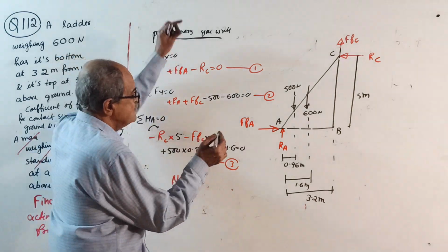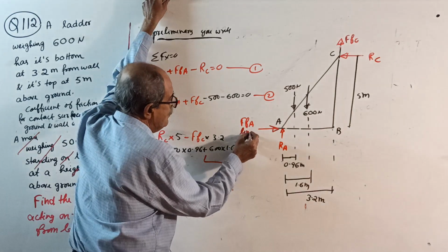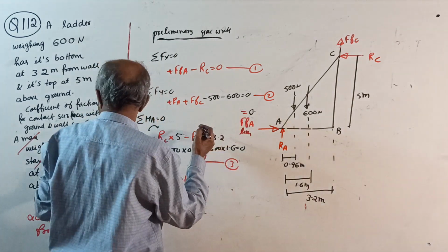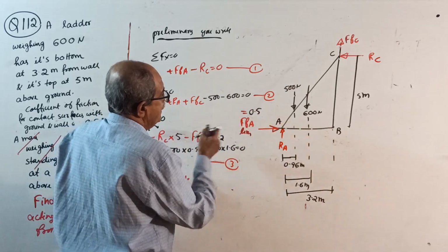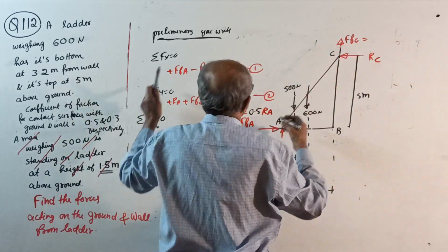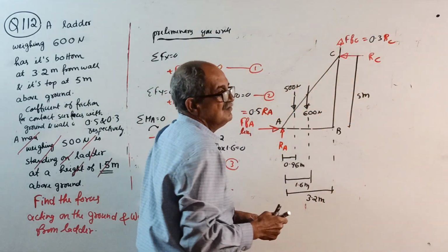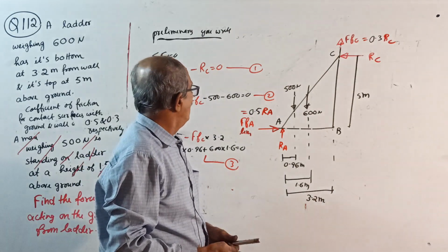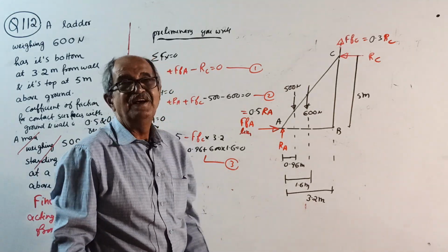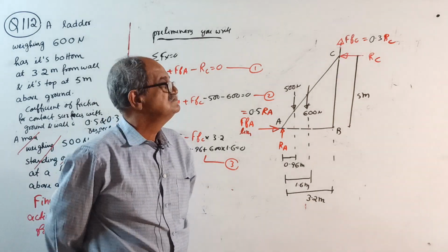What is there? See, since they told on the verge, then this FFA will become limiting value equal to how much? It will become 0.5 times RA. You write the sketch once again. This will become 0.3 times RC. Now you can solve, no? You will tell. If I am attending the interview, I will tell, oh yes sir. See, okay, now thank you, you will tell. So this is how questions are solved.